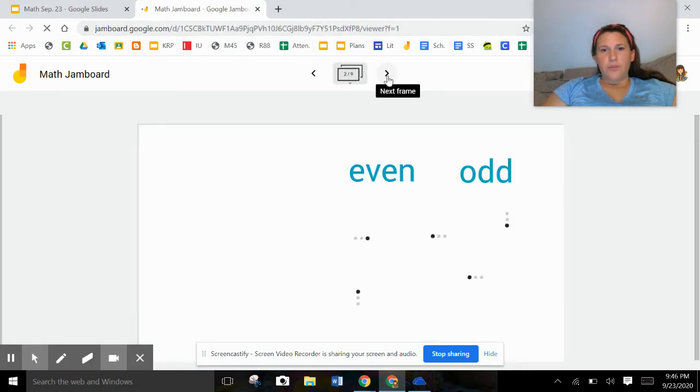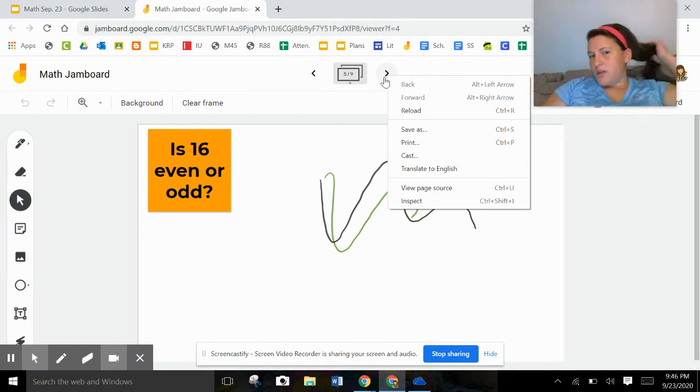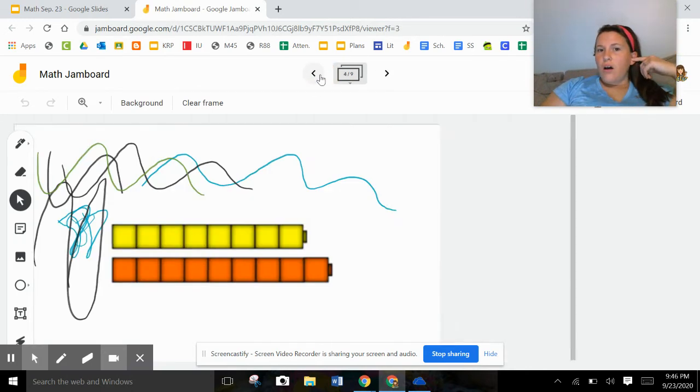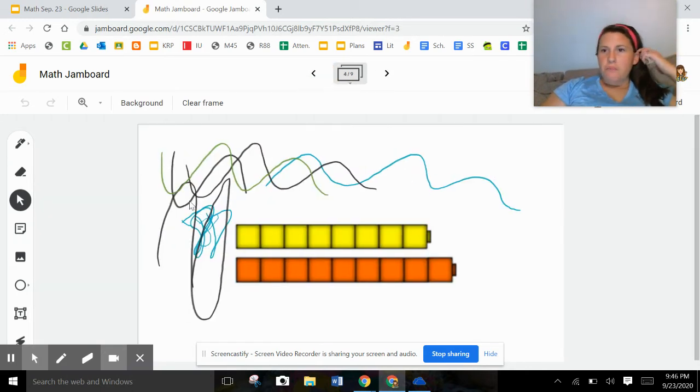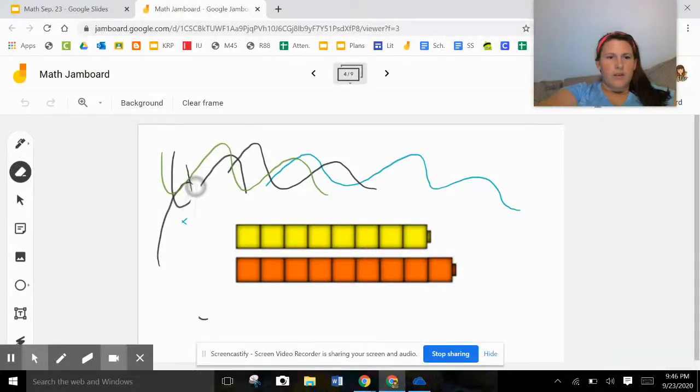All right, so this is some of the slides that we did yesterday. Look at all of that mess. I did not do all of that. I'm going to sit and erase all this stuff. Goodness gracious. I'm so sorry, guys. All right, so while I'm erasing this, hopefully you're noticing two groups of cubes.